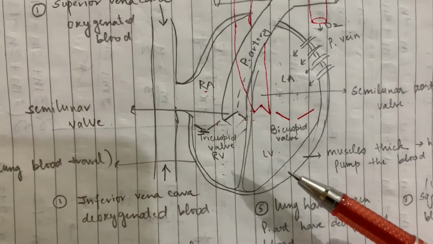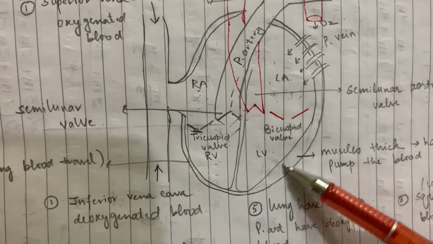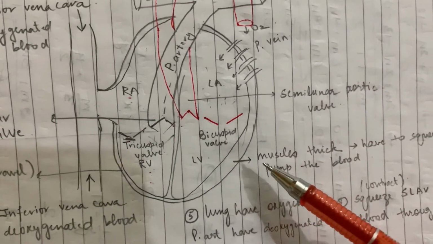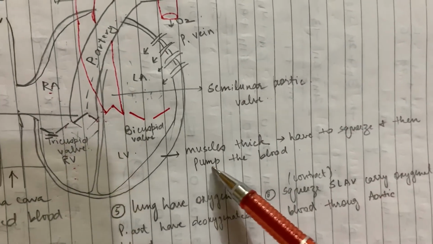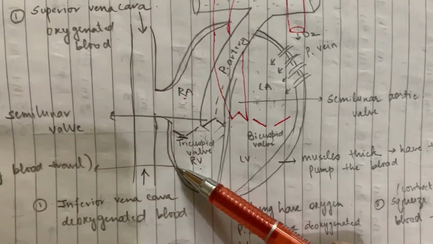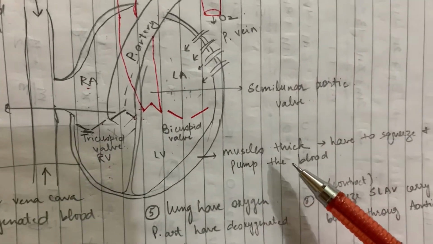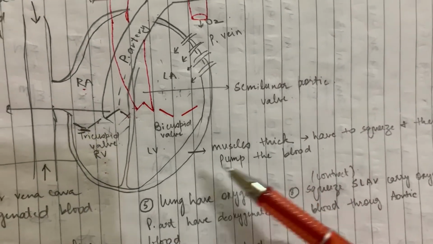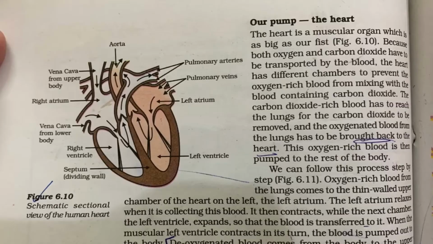Now another important thing is that the muscles here are very thick. Why are they thick? They are thick because they have to squeeze and pump the blood to the whole body. Here they do not have to pump the blood as far, that is why the muscles are thin. But here in the left ventricle the muscles are thick because they have to pump the blood to the entire body. So this was about the human heart, which is given in your book in a little complicated manner.